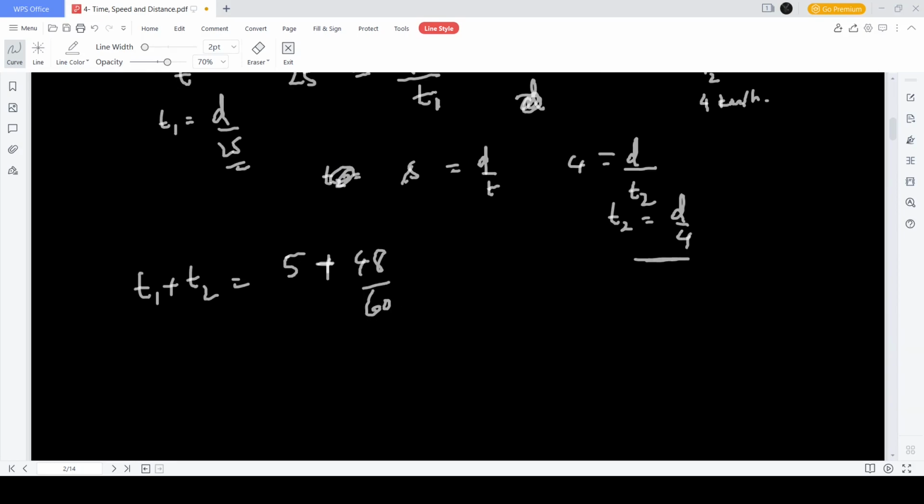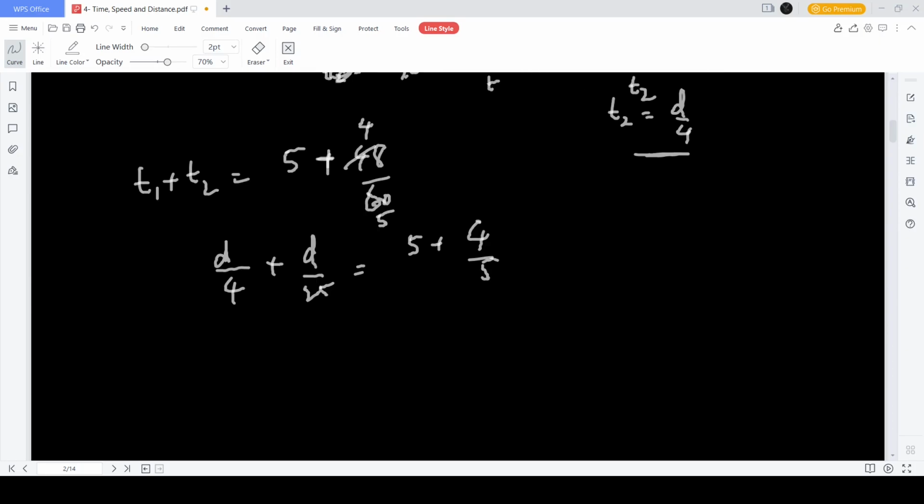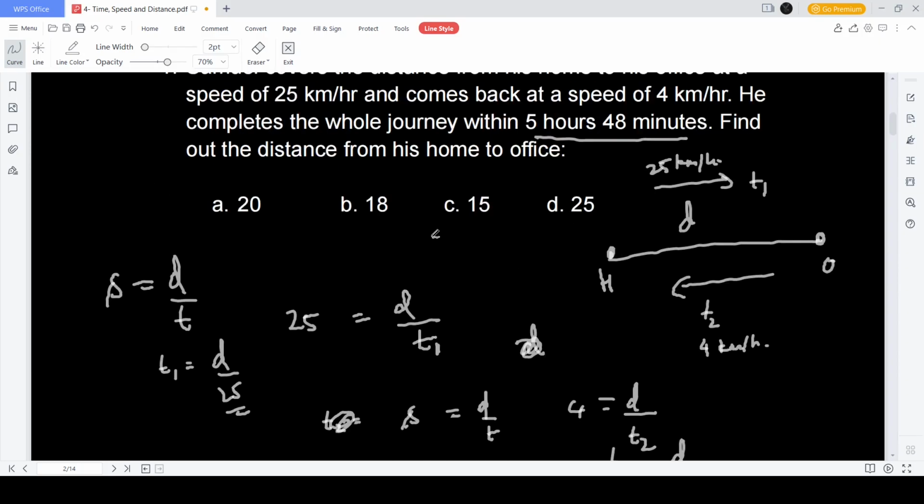Fine. So we substitute the values of t1 and t2. You get d by 4 plus d by 25 is equal to 5 plus 48 by 60, which is 4 by 5, so 5 plus 4 by 5. If we take d common here, you get 29 by 100 if you take the LCM, and the right side comes as 29 by 5. This and this cancel, and the 100 goes to this side. So d is equal to 20 kilometers. Okay, so the distance from his home to office is 20 kilometers. This was simple.